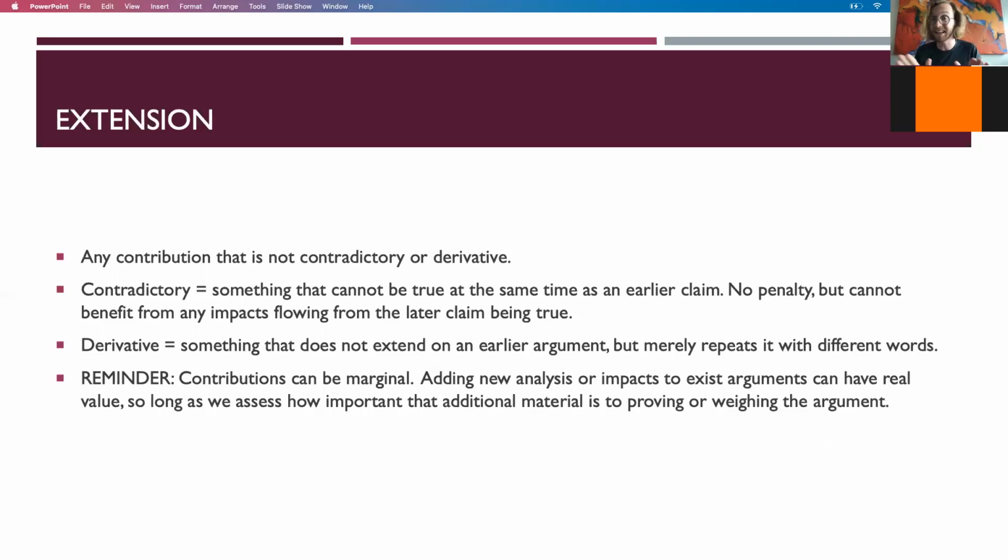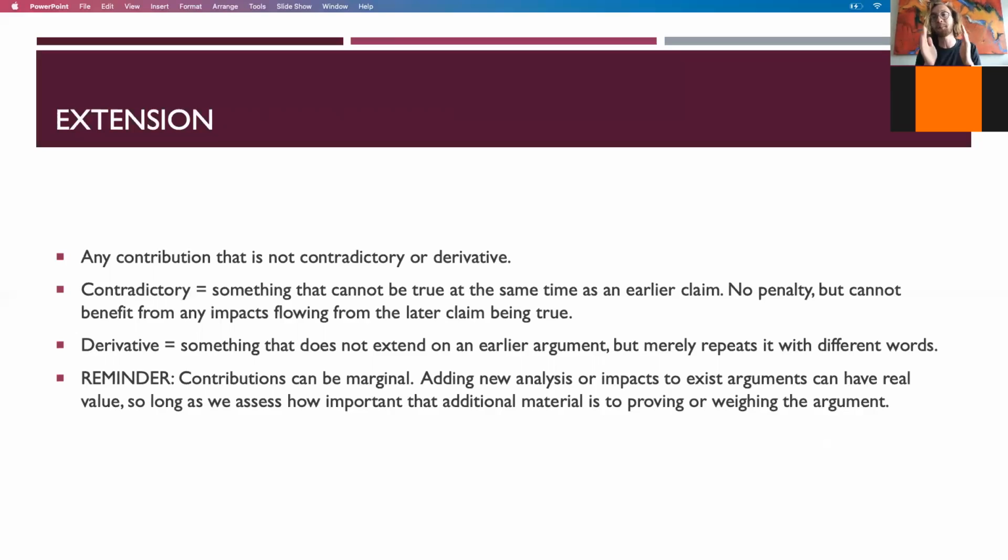You are not penalized for knifing in any way. It does not hurt you as a team, but merely you cannot benefit from any of the impacts that flow from the latter claim being true. It's as if you didn't make that claim, as if there was a blank space in your speech that harms your ability to then claim any material that flows off from that material.